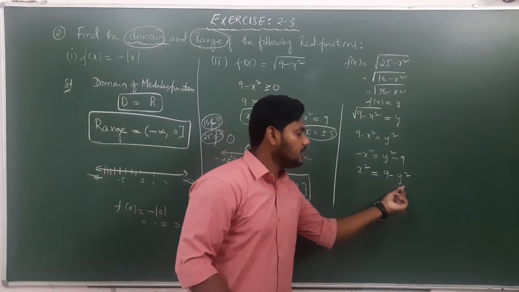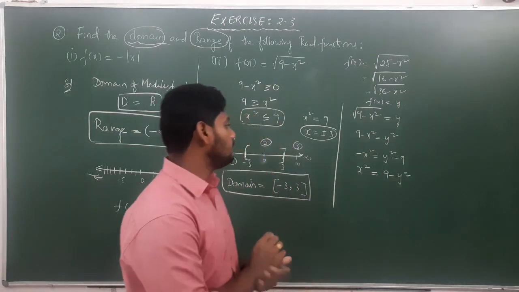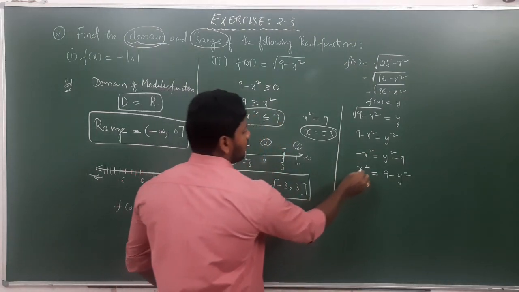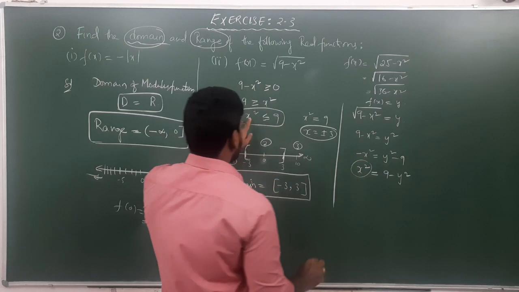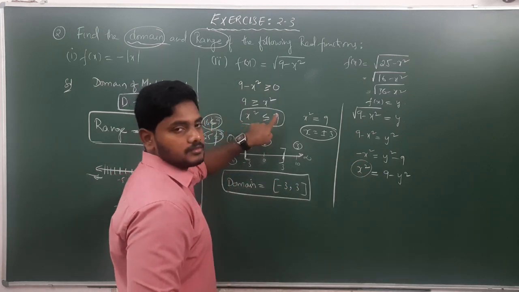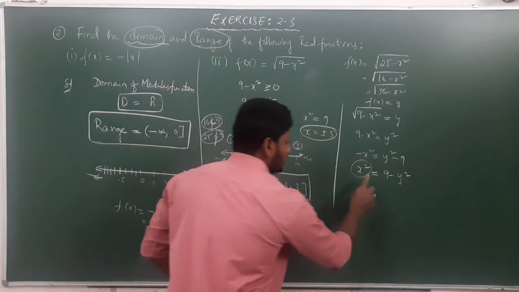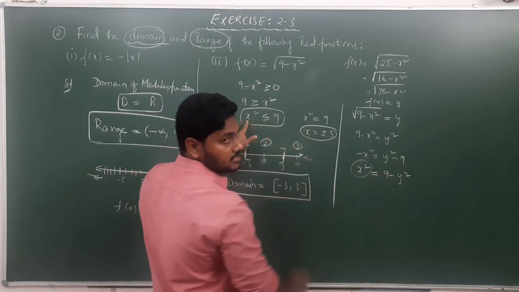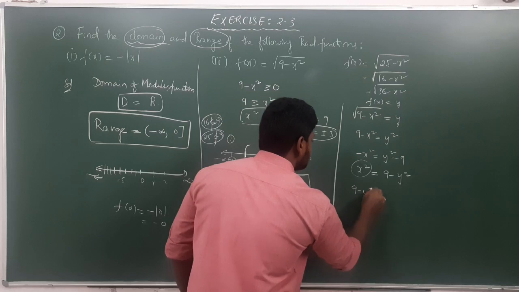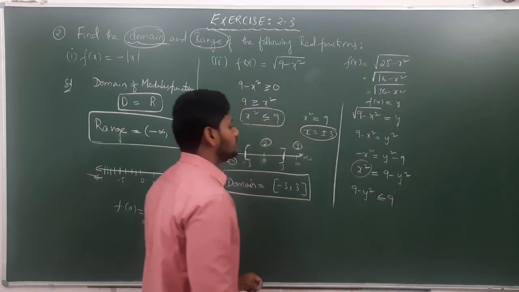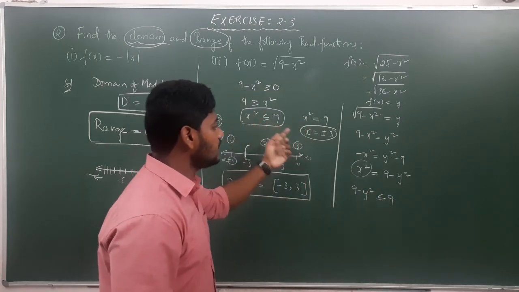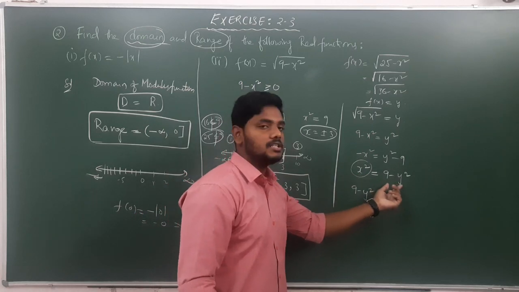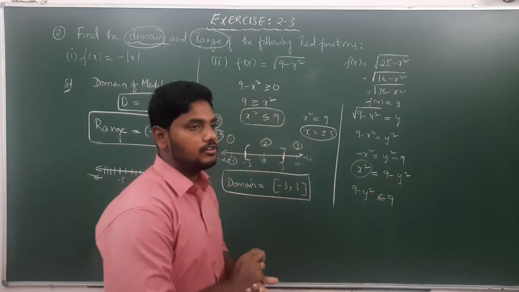we need to find y values. How to find y values? As we know the x square value, what is x square? X square is less than or equal to 9. So we will replace x square with 9 minus y square. So x square less than or equal to 9 becomes 9 minus y square less than or equal to 9.